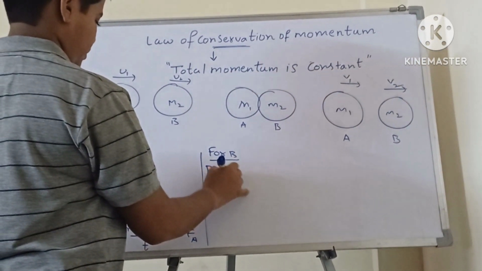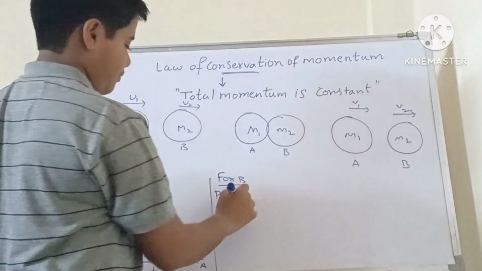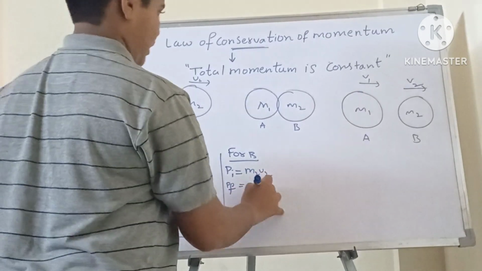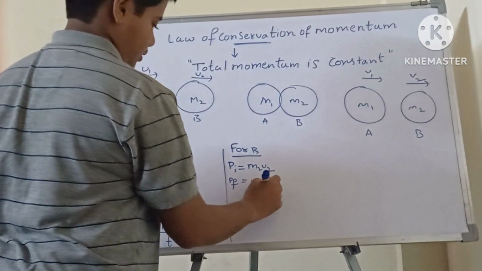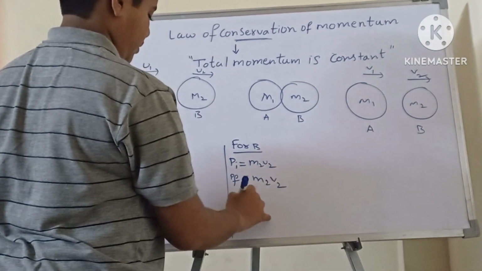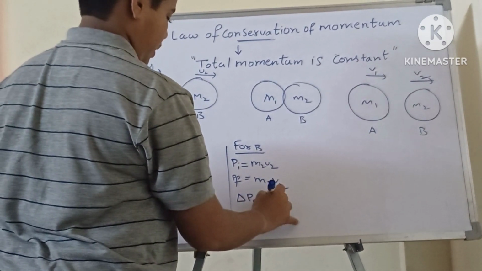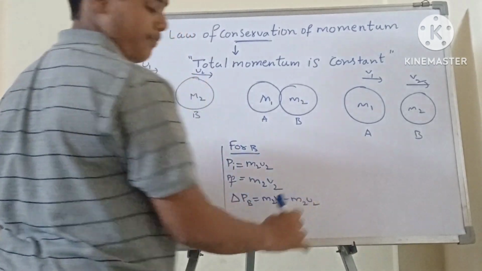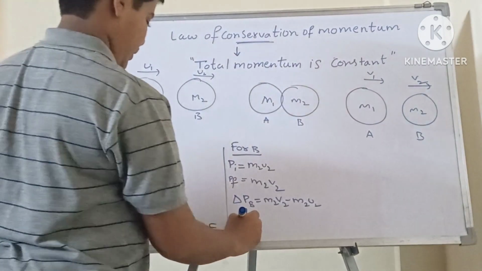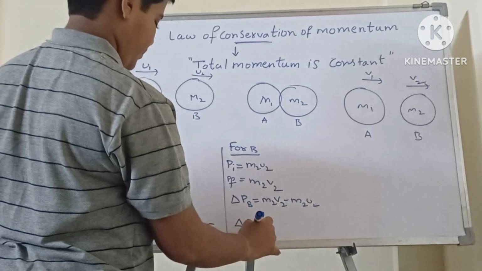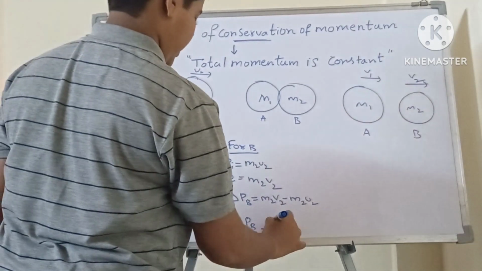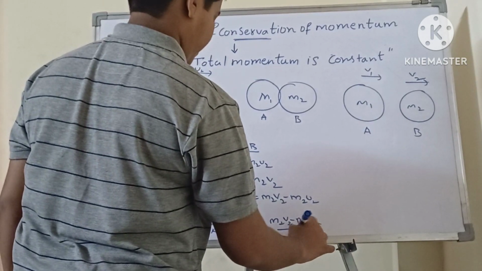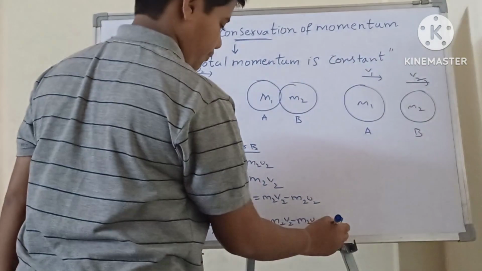And if you see for B, initial momentum is M2 U2 and final momentum is M2 V2. So change in momentum is M2 V2 minus M2 U2. Here if we divide with T time, it is M2 V2 minus M2 U2 by time. So this is force of B.